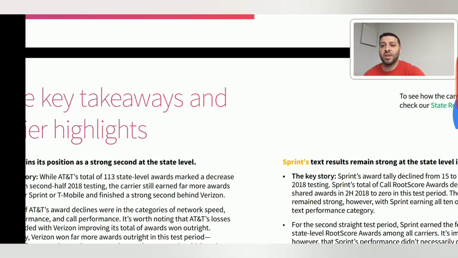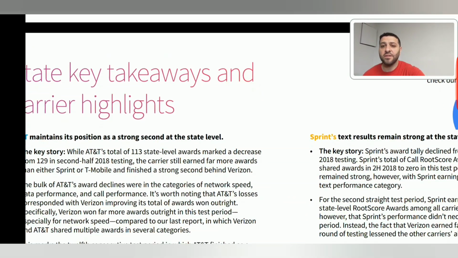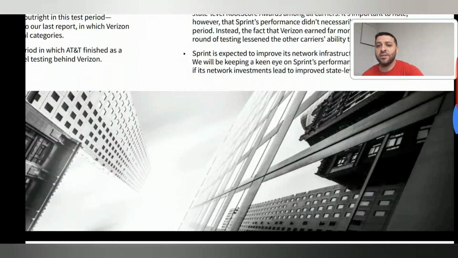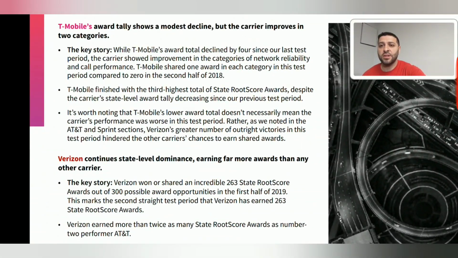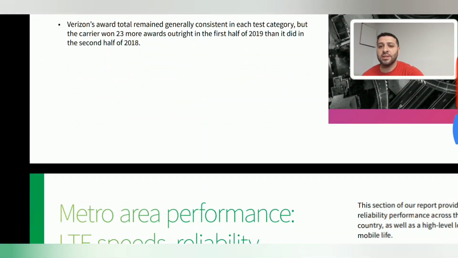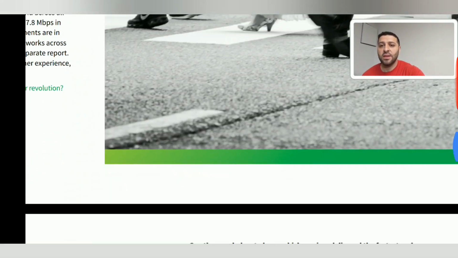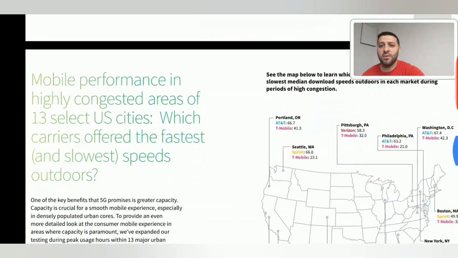And this one gives you the key takeaways and highlights for each of the carriers. There's your AT&T breakdown. There's your Sprint breakdown. Next page has T-Mobile and Verizon. And then it talks a little bit about testing. I think there's one more thing I wanted to show.